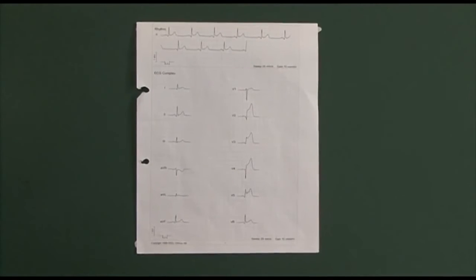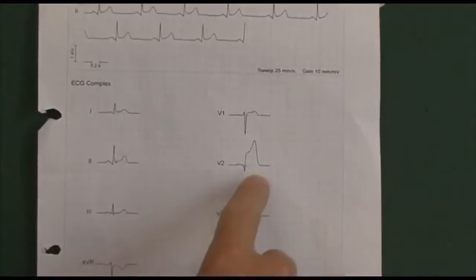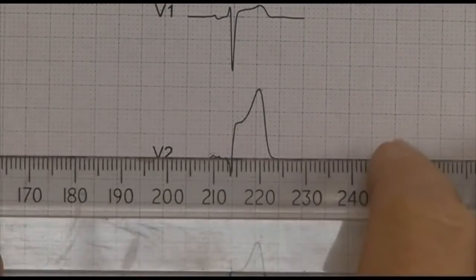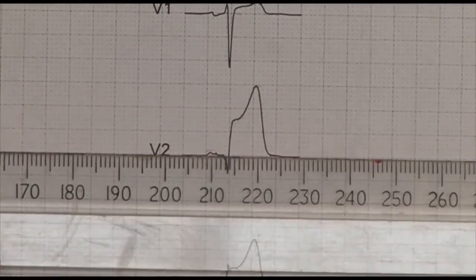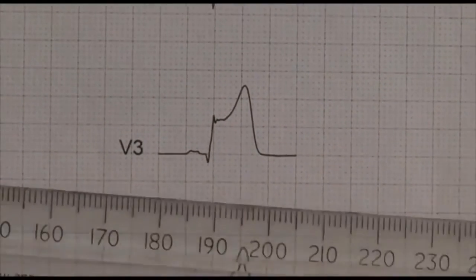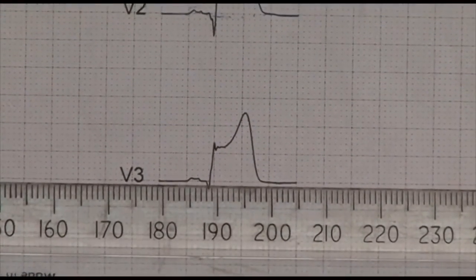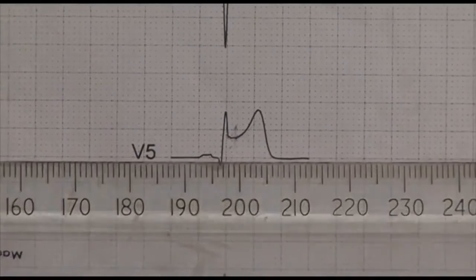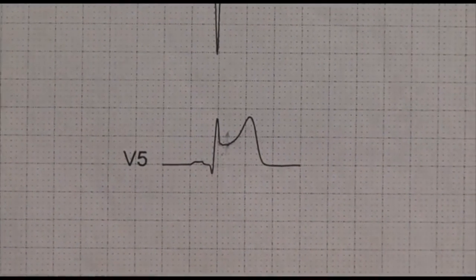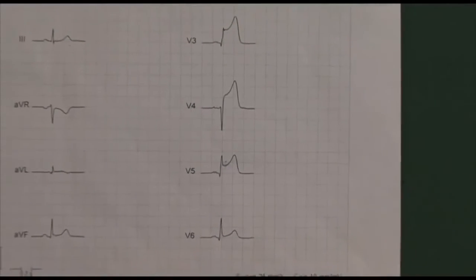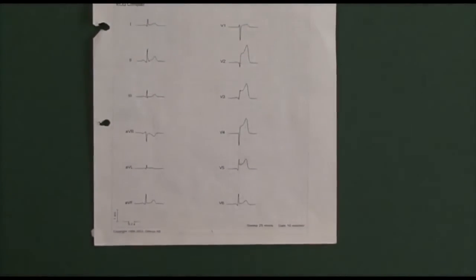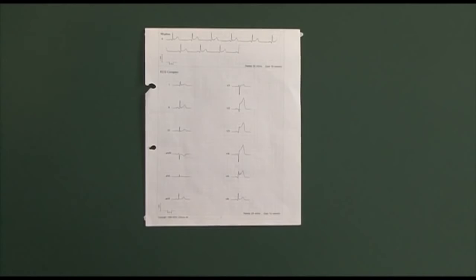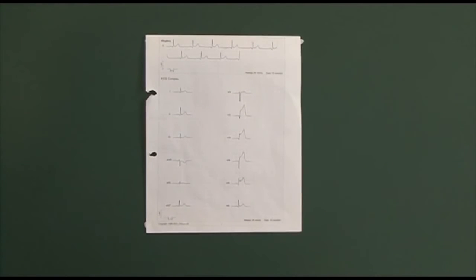Well, on this one we notice that there's ST elevation here. There's the baseline, very obvious and pronounced ST elevation on V2 and on V3, on V4 and V5. This is an obvious ST elevation myocardial infarction. It's a STEMI, and these are on the anterior leads, so this is an anterior ST elevation myocardial infarction.